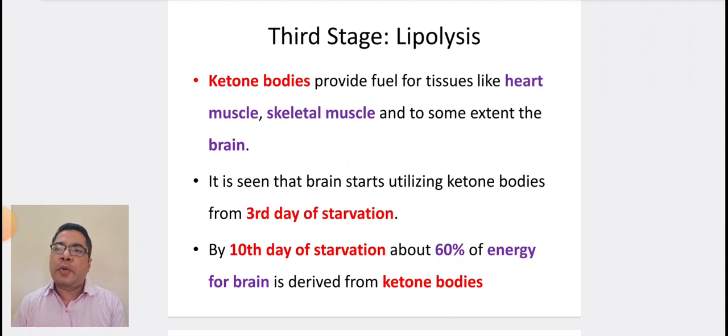Ketone bodies provide fuel for tissues like heart muscle, skeletal muscle, and to some extent the brain. It is seen that the brain starts utilizing ketone bodies from the third day of starvation. By the 10th day of starvation, about 60% of energy for the brain is derived from ketone bodies.